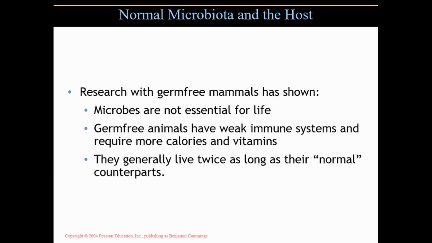They have weak immune systems obviously because they're in a sterile environment, so they're not being exposed to anything, so the immune system is not being educated to fight off anything. And they require more calories and vitamins because, if we have normal microbiota, they're assisting with that whole digestive process. It's a mutualistic relationship, and so they require some additional supplements. However, they generally live twice as long as their normal counterparts, obviously because they're not exposed to pathogenic microbes, so they're going to live longer.